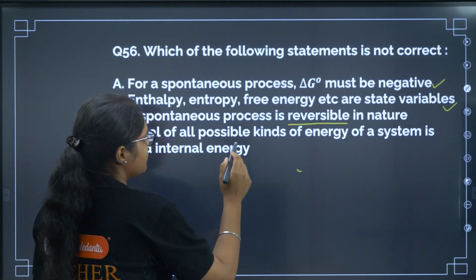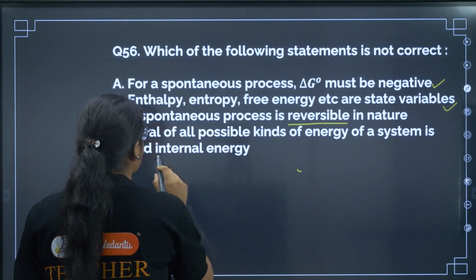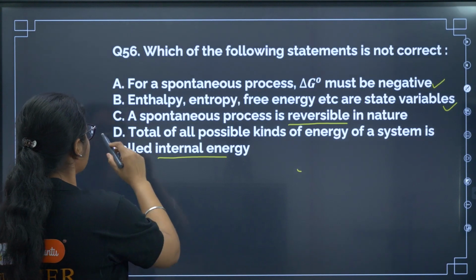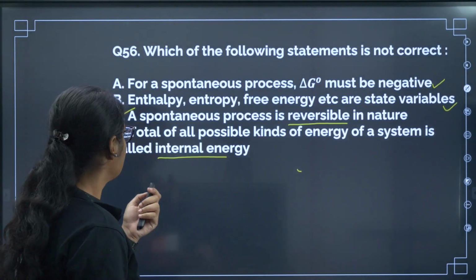Then total of all the possible kinds of energy of a system is called your internal energy. Yes, that is also a correct statement. So the incorrect statement is your option number C.